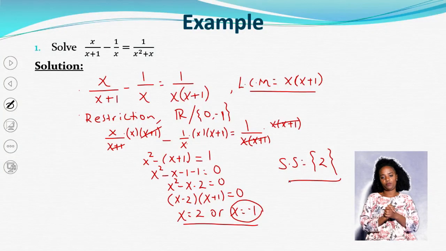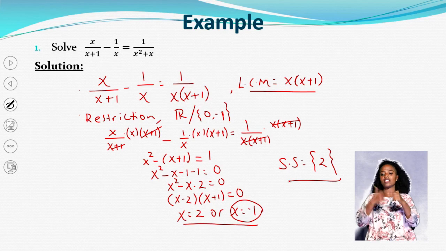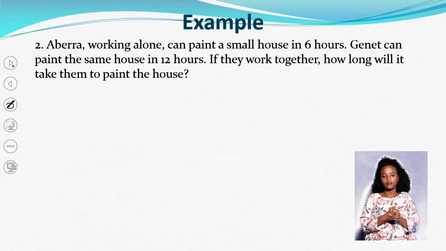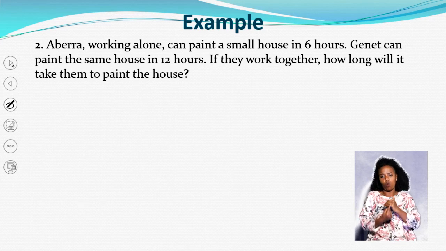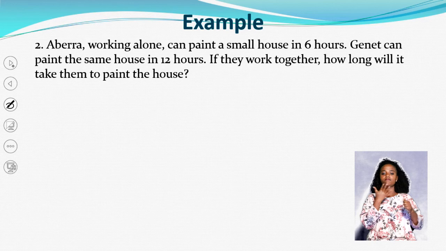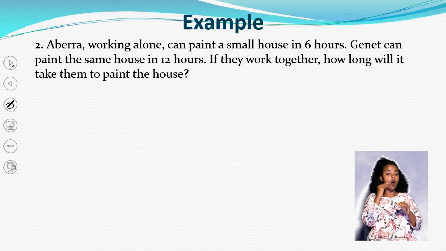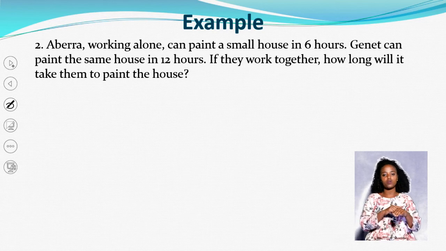Now let's continue to the second example. Let's see this one. Abera, working alone, can paint a small house in 6 hours. Gannet can paint the same house in 12 hours. If they work together, how long will it take them to paint the house? So, let's see this solution.